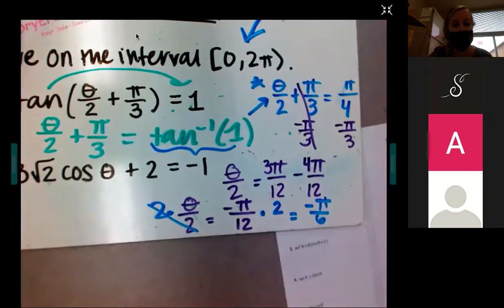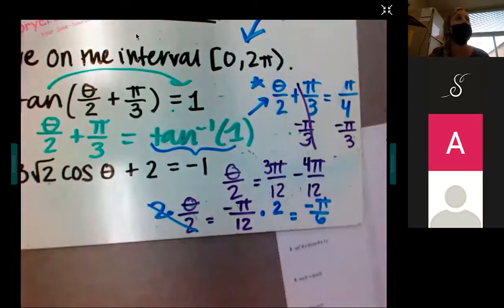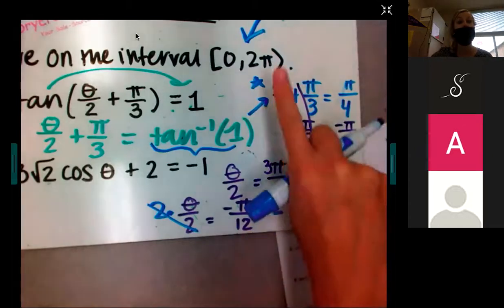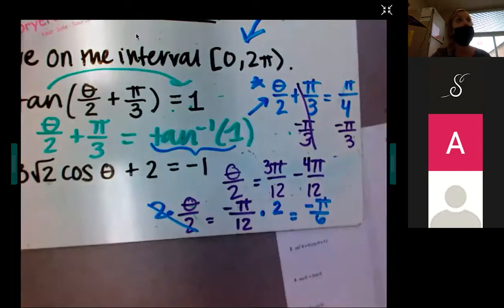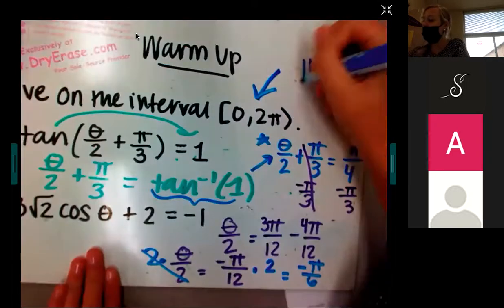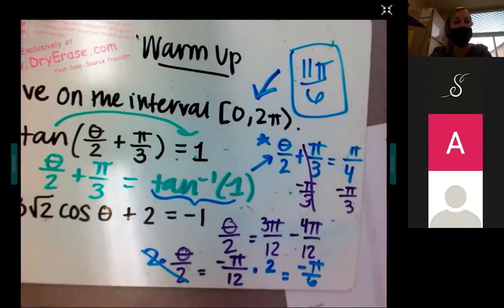Look at your interval. Is everybody looking at this interval? Is negative pi over 6 between 0 and 2 pi? Nope. So you need to find an angle that is equivalent to negative pi over 6 that is on this interval. What angle is equivalent to negative pi over 6 on the interval 0 to 2 pi? Very good. Okay, look at these children. 11 pi over 6 should have been your answer.